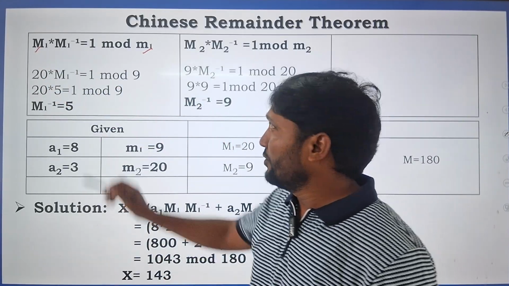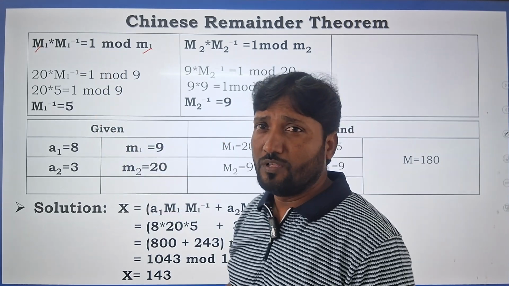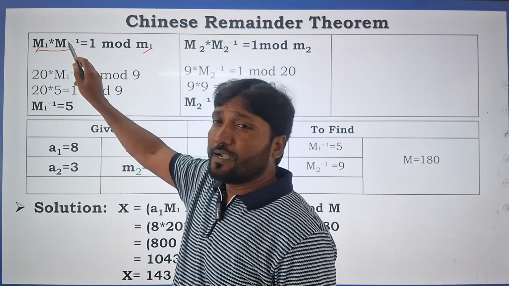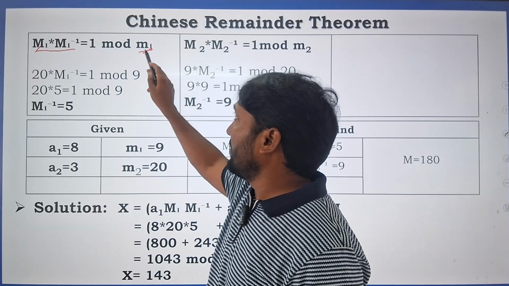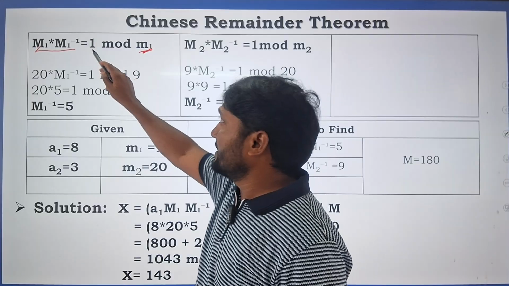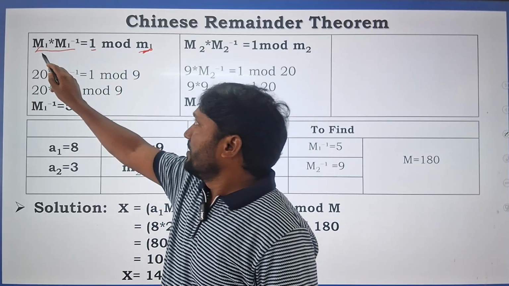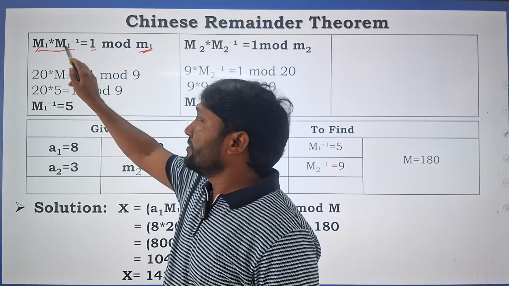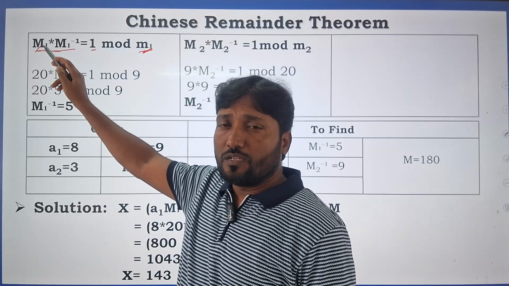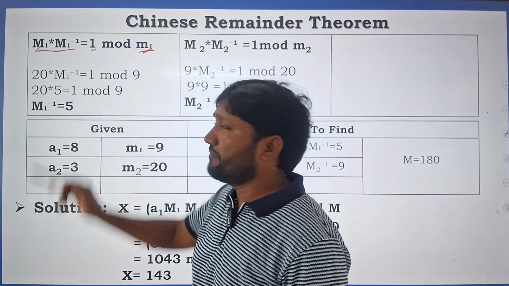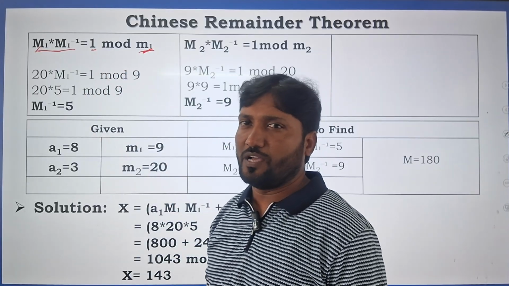That means to calculate the m1 inverse value, these two resultant values are divided by this small m1 value, and the resultant value must be 1. That means capital M1 times M1 inverse, divided by small m1, the resultant must be equal to 1. That is the simple logic here.